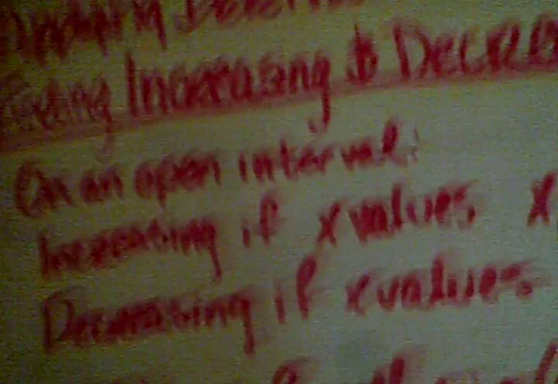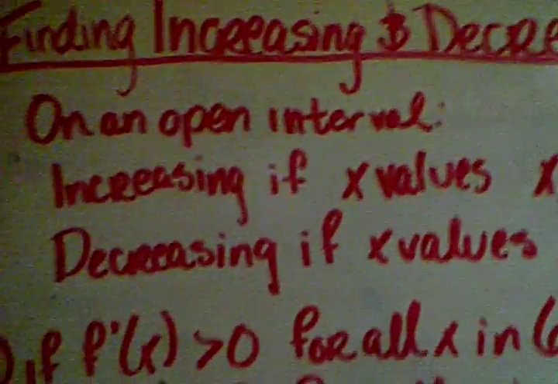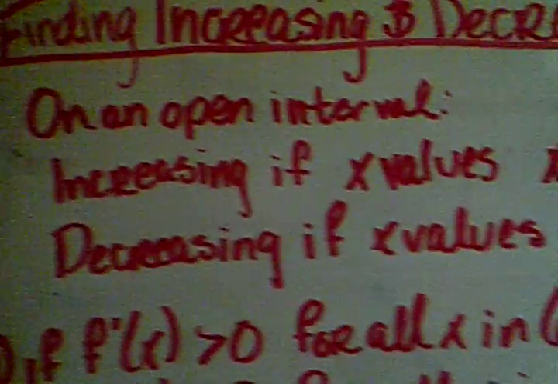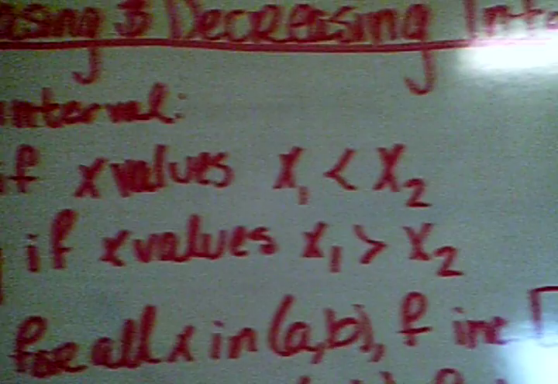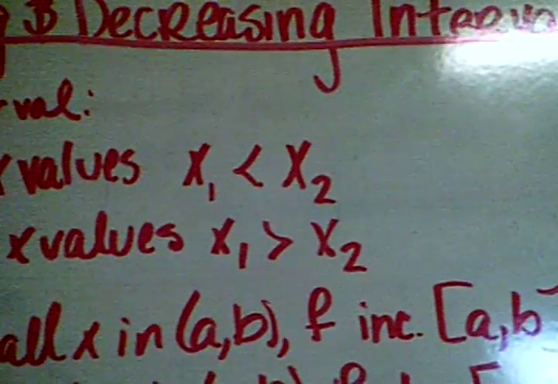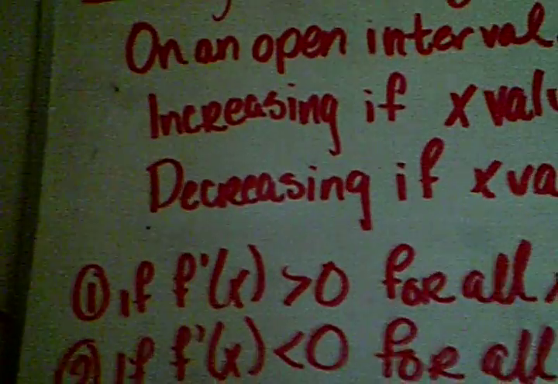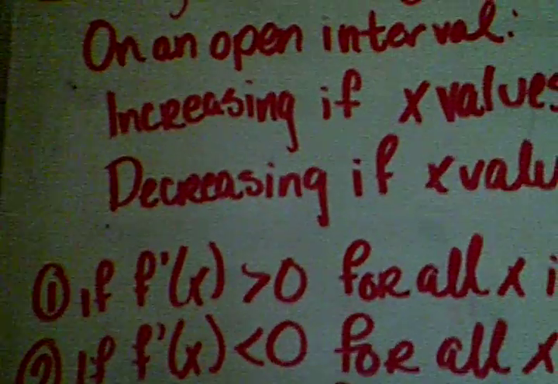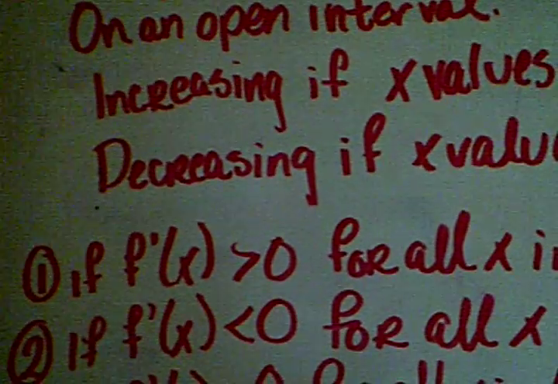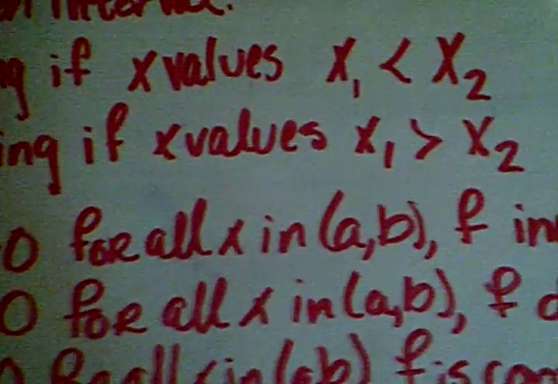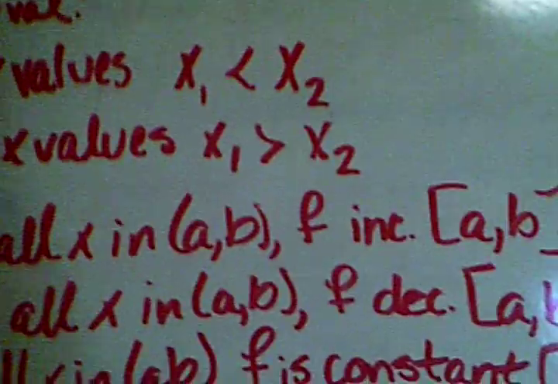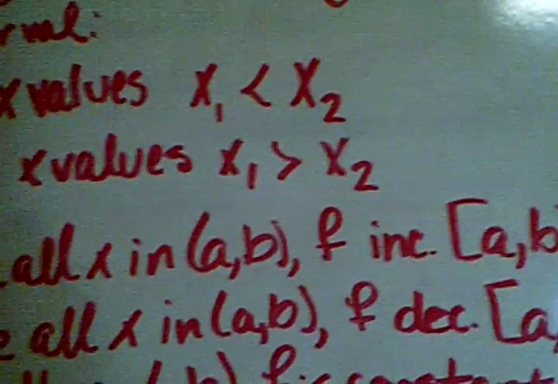On an open interval, you can understand if a function is increasing if, with the x values, the first x value is less than the second x value. And on an open interval, you can find out if your function is decreasing if, with the x values, your first x value is greater than your second x value.